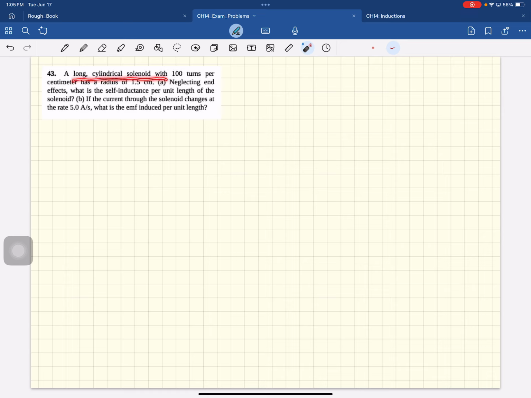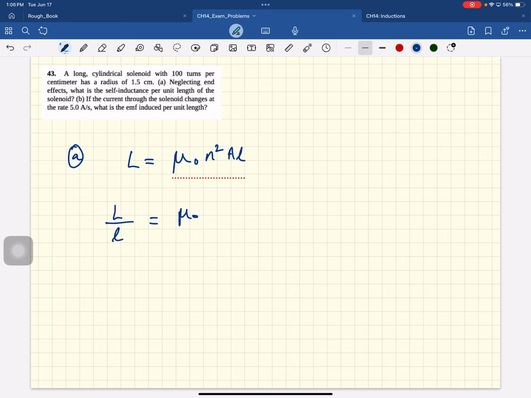A long cylindrical solenoid with 100 turns per centimeter has a radius of 1.5 centimeters. Neglecting end effects, what is the self-inductance per unit length of the solenoid? So it's mu naught N squared A L, and what they want is the inductance per unit length. Okay? For every meter of the solenoid, this is how much the inductance is.